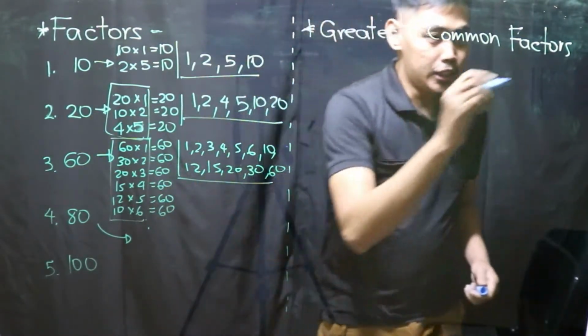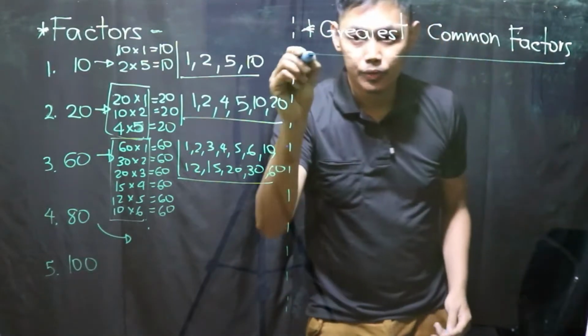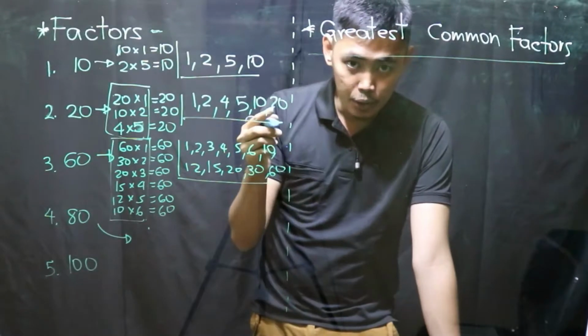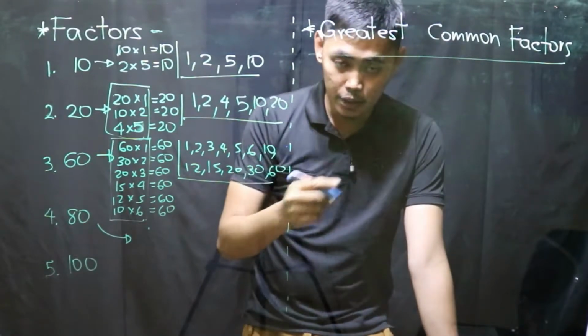Now let's go to greatest common factors. For the greatest common factor, you will list down all the factors of the numbers, and then you need to find the greatest or the biggest number they share.